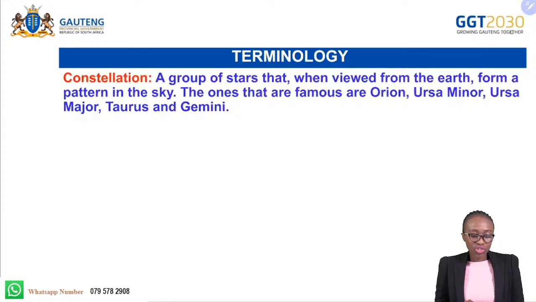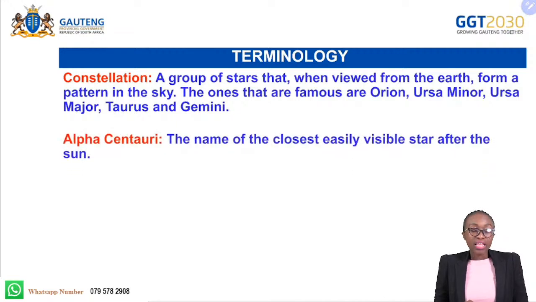Another term is constellation. A constellation is a group of stars that, when viewed from Earth, form a pattern in the sky. The famous ones are Orion, Ursa Minor, Ursa Major, Taurus, and Gemini. I'm sure you've heard of one or two of them.